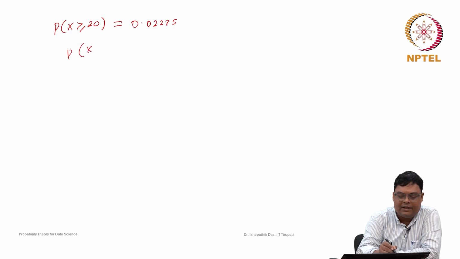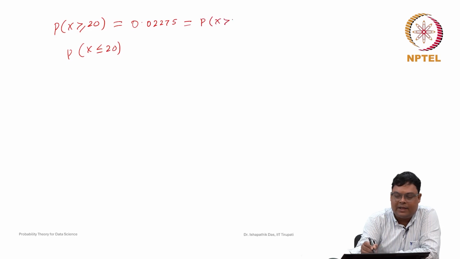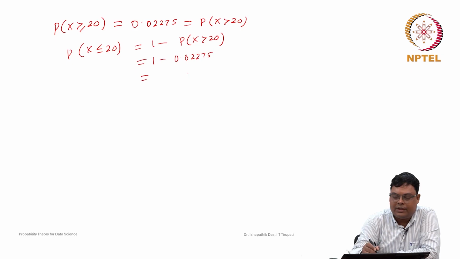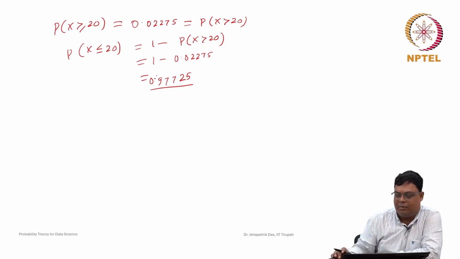Now, x less than or equal to 20. Note that because it is a continuous random variable, it is the same as x greater than 20, because if you write equal to at a point, the probability is 0. Now, probability x less than or equal to 20 will be nothing but 1 minus probability of x greater than 20, because it is a complement. So, this is nothing but 1 minus 0.02275. So, what about the value? This is approximately 0.97725. You can check that this computation is correct, then this will be the probability.